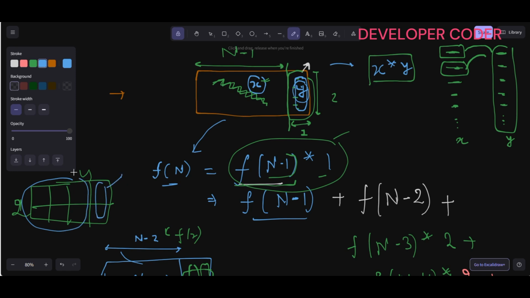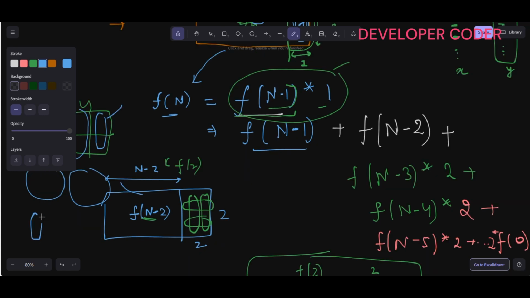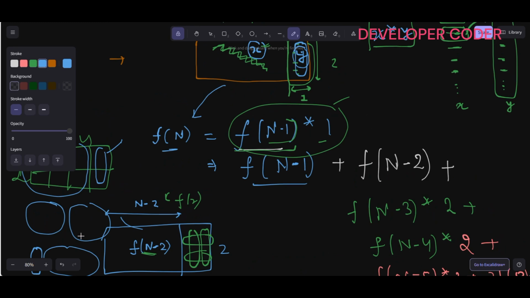But there is also one possibility: maybe we can use this until here, and then we have to find out the ways here. This is also one combination, no? Then there is also one combination if I just fix this here and use this many here, right? So all the ways we have to find out, right?